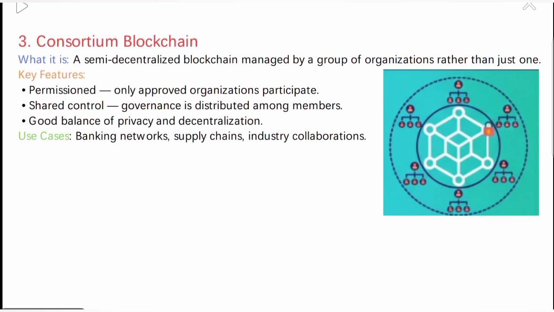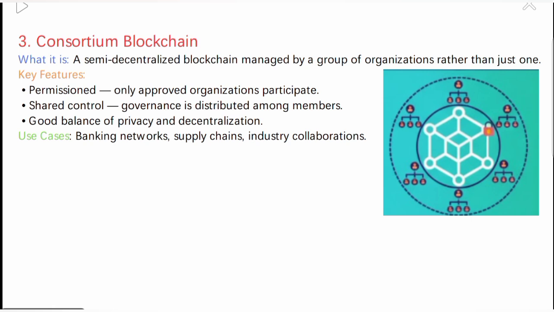Key features are permissioned. That means only approved organizations can participate. So here multiple organizations are there, and only an organization-approved person can access the blockchain. There is shared control. That means the governance is distributed among the members. So the multiple entities must cooperate with each other to run the blockchain.